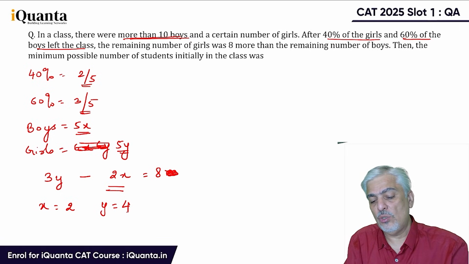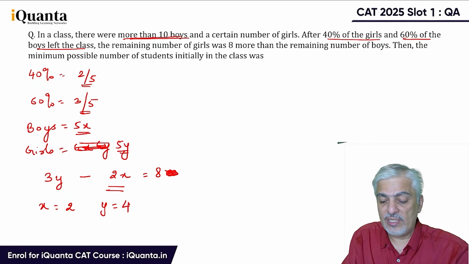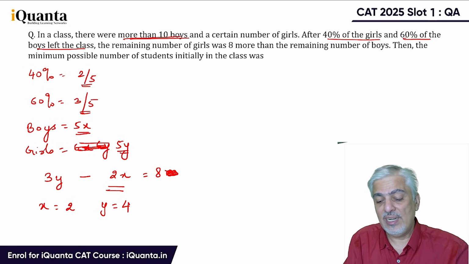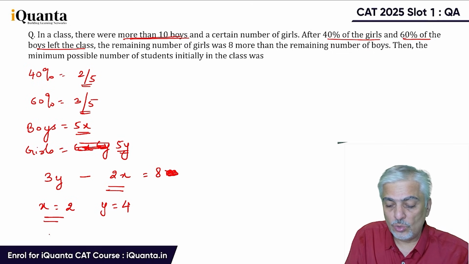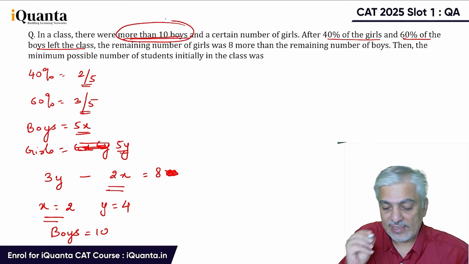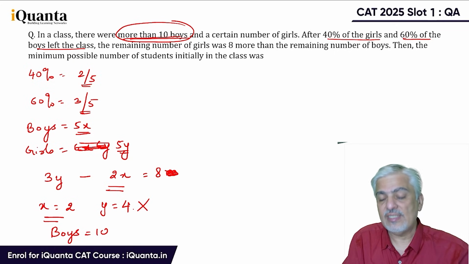And a lot of people would say, okay, this looks right. 5y is 20, 5 2s is 10. 5 4s is 20 and 5 2s is 10. 20 plus 10, 30. It was a TITA question. A lot of people would have input the answer as 30. But when you take x as 2, boys become 10. And they had mentioned there are more than 10 boys. And that is why this answer is incorrect.